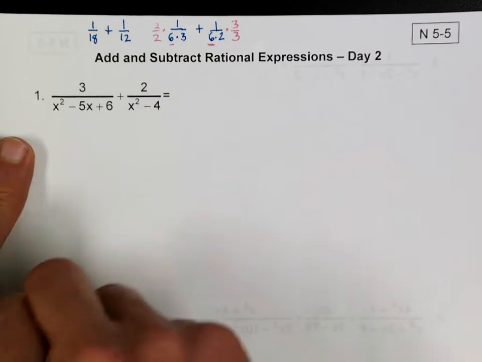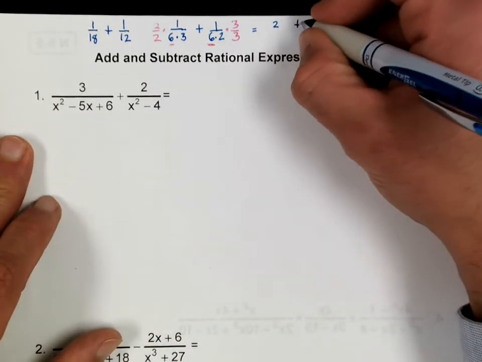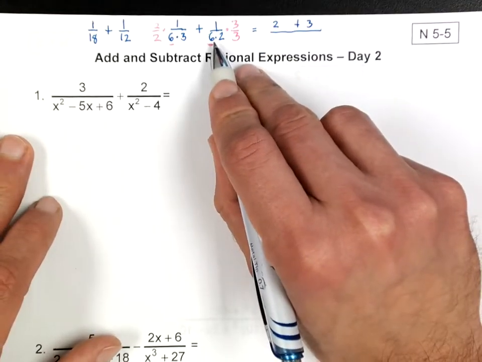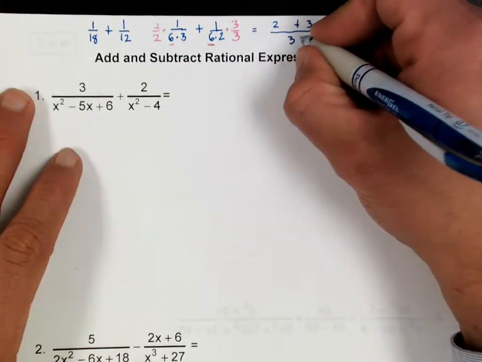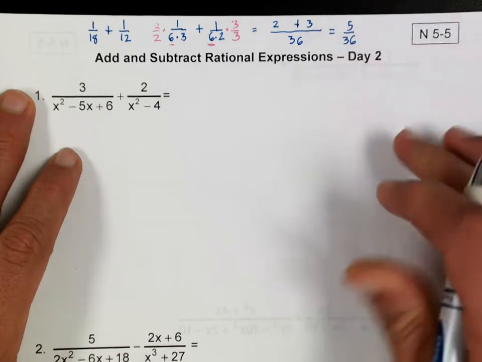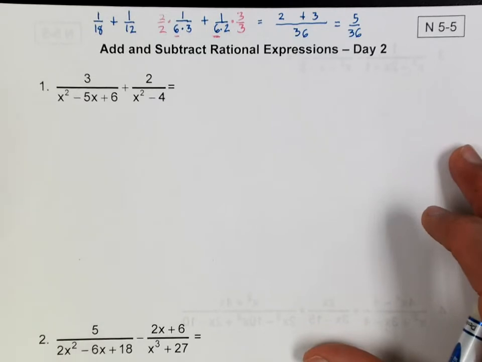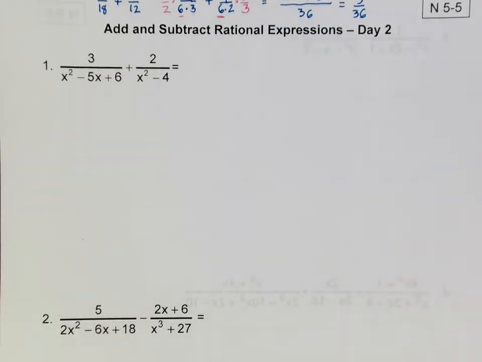So therefore, we're going to have 2 plus 3 over my common denominator, which in this case is 12 times 3, which is 36. All right, so the answer would be 5 over 36. That's the same idea as what we're going to do here, the same concept, except now we have functions. So that is what we're going to do to add and subtract rational expressions.